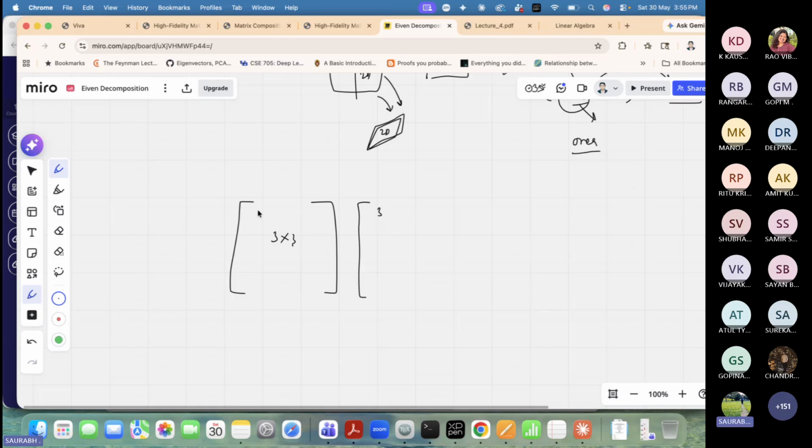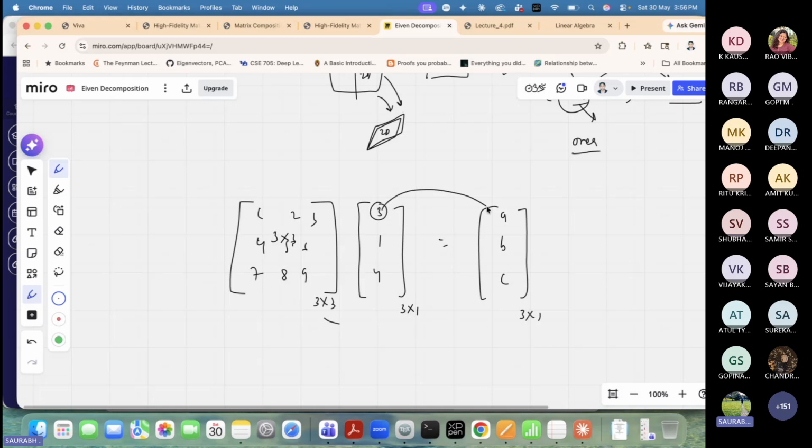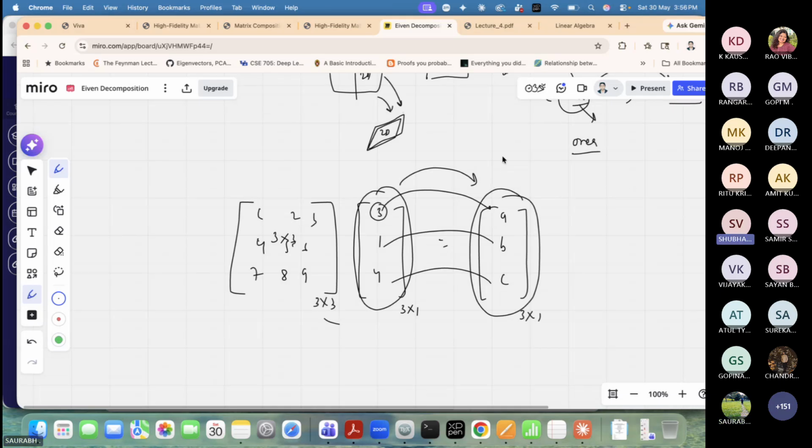So think of it. Let's say 1, 2, 3, 4, 5, 6, 7, 8, 9, and 3, 1, 4. This is the vector. When you multiply it, what will you get? You will get three numbers A, B, C. Because it's a 3 cross 3 matrix, and it's a 3 cross 1, the output would always be 3 cross 1. Initially, you had three components. Now also you have three components. So basically, your vector which was residing in three dimensions is still residing in three dimensions. It has just been transformed. The input space is not changing.